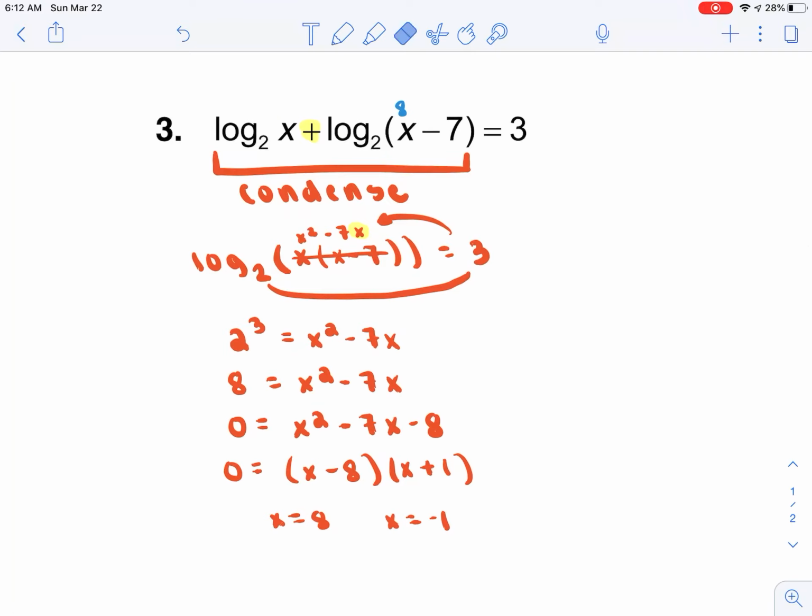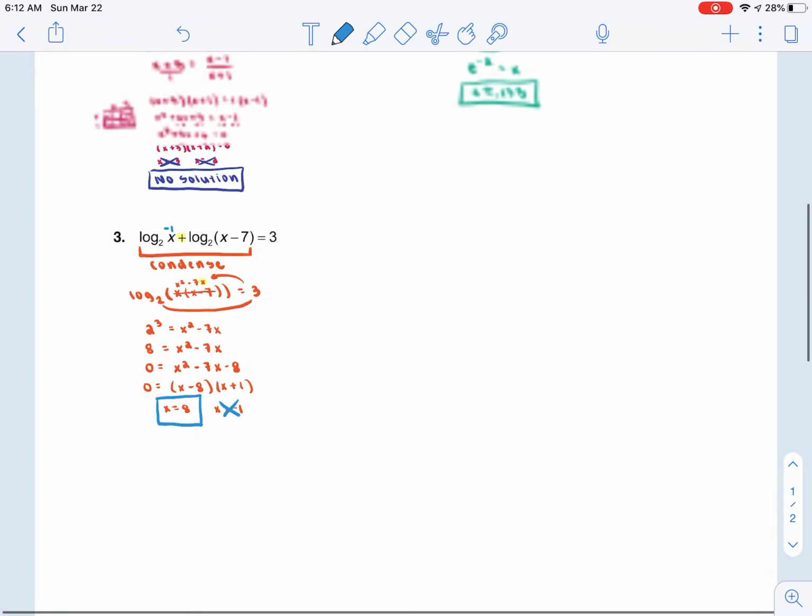Now, 8 is good, but is -1, right away. I mean, I don't even have to go to the second log. Already it makes that argument negative. No good. So that is your final solution.